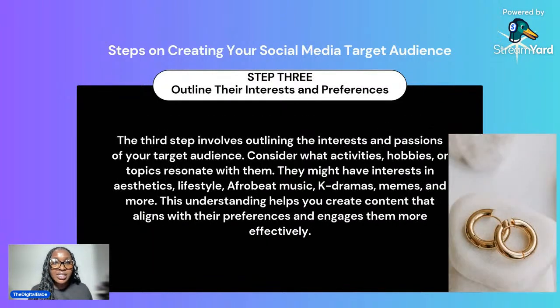And then the next slide here says step three. Now you're going to outline their interests. Now I already said this, that when you know their interests, when you know things that they like, then you begin to craft your content into their interest and whatever it is that they like. So the third step involves outlining the interest and passion of your target audience. Consider what activities, hobbies, or topics they resonate with. For example, they might have interest in aesthetics. They just love looking at nice jewelries, nice aesthetics. Basically, they are lifestyle people. They like Afrobeat music, they like K-dramas, they like memes, and many more.